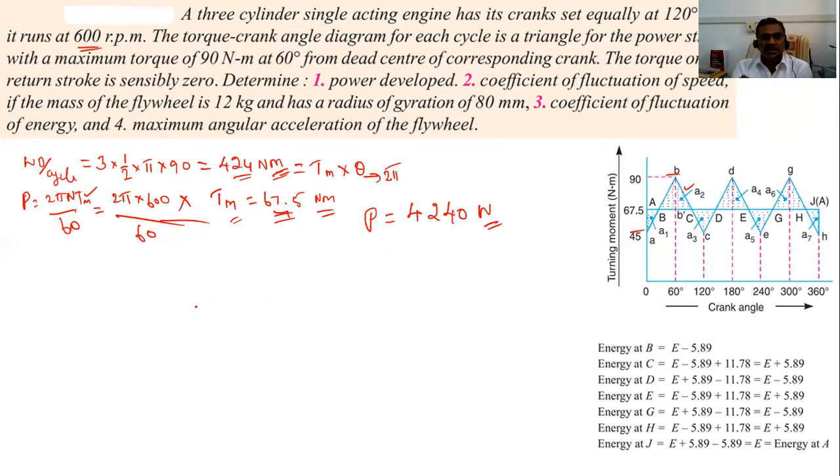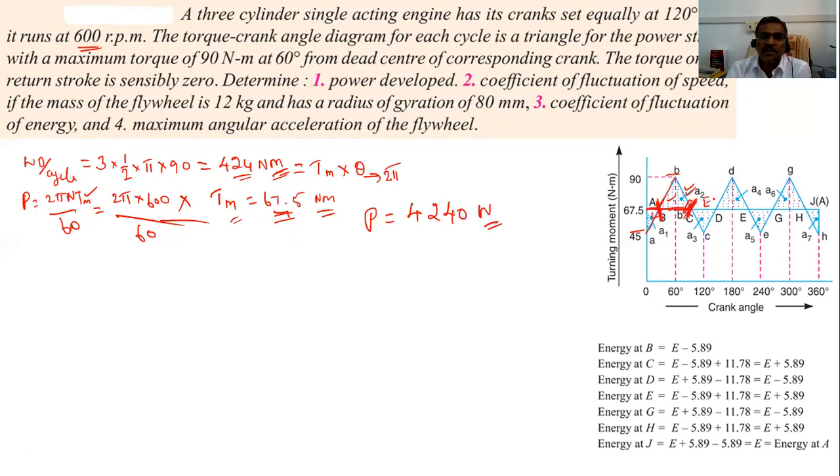Delta E means, the last problem I told. For example, you take this point, this point and this point. Here the energy will be minimum because at this portion, the torque required is this, but torque produced is less than that. So flywheel must supply the energy to the engine. In this portion, the torque produced is more than the mean torque. So the energy will be stored in the flywheel. At this portion, the energy of the flywheel will be minimum. Since the torque is more here, it will be supplied to the flywheel up to this point. Up to this point, the torque produced is more than the mean. So at this point, the energy will be maximum. At this point, the energy will be minimum.